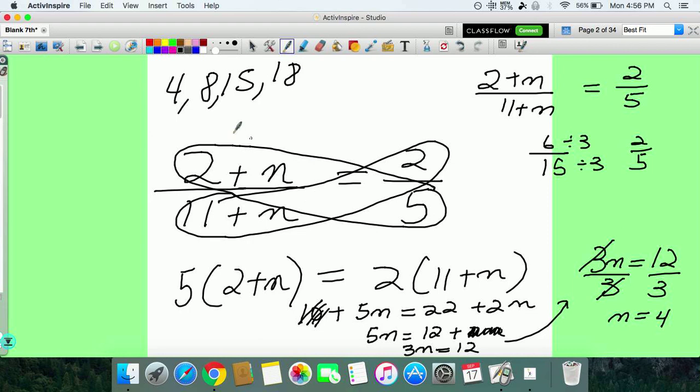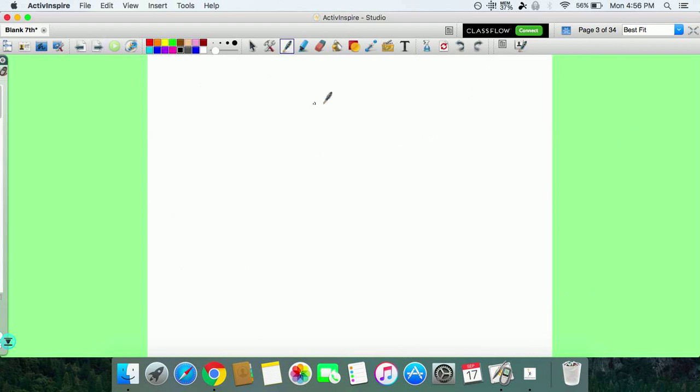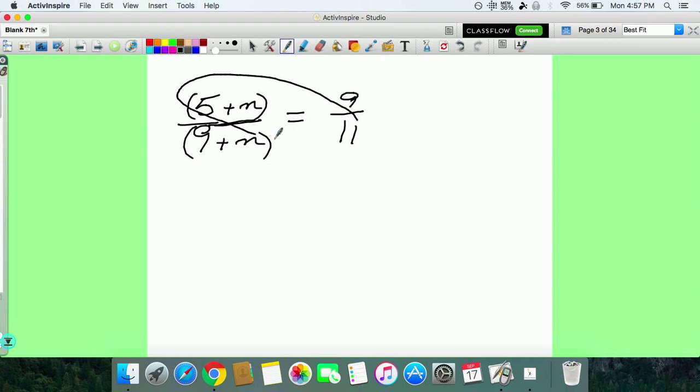I will do one more. Number 8. Here again, I have 5 over 9, and I want to make that equal to 9 over 11. So let's just extend that. I want to add a number to the 5, and to the 9, I want to add the same number. So let's cross multiply. I'm going to put this in parentheses here. So these two will be multiplied, and these two will be multiplied.